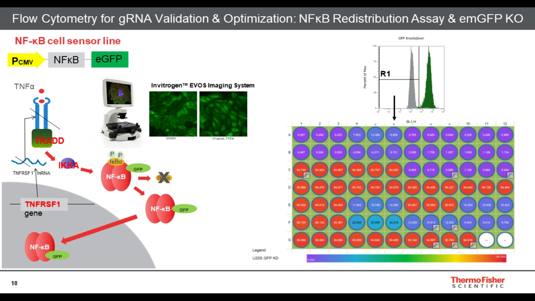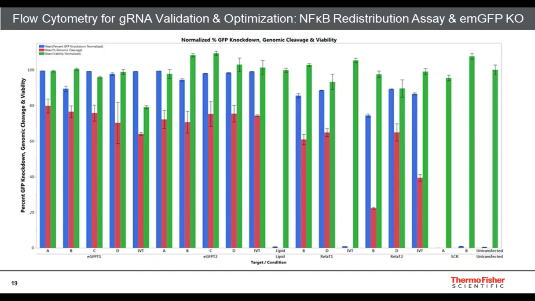I have a schematic of that pathway there on the left. I also used this cell line that's stably expressing GFP to optimize my guide RNA conditions, and to optimize some aspects of my delivery as well. You can see I have my overlay showing the GFP knockdown, and that's going to be my overall metric for efficiency. And then I also have my plate map down below.